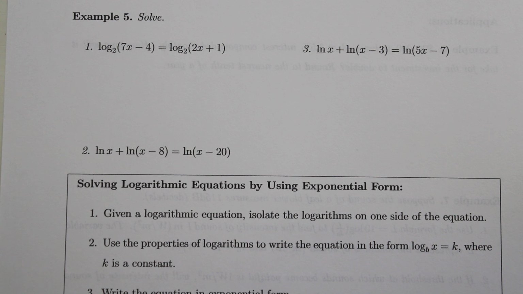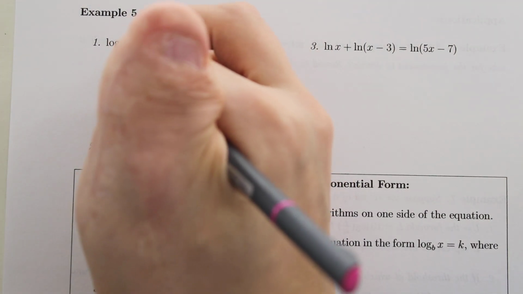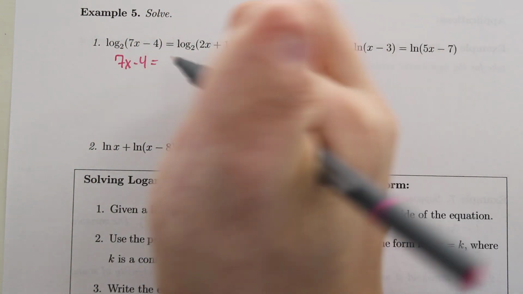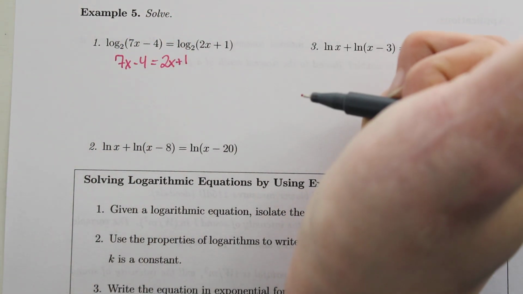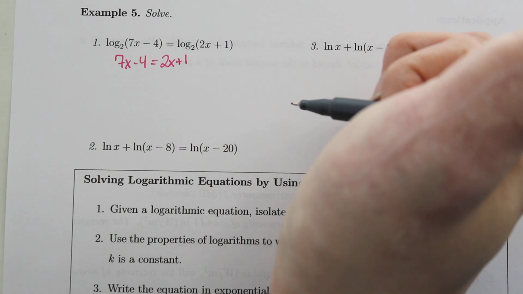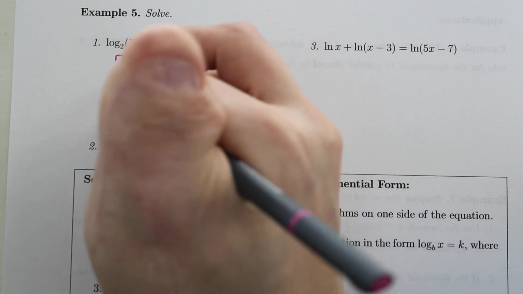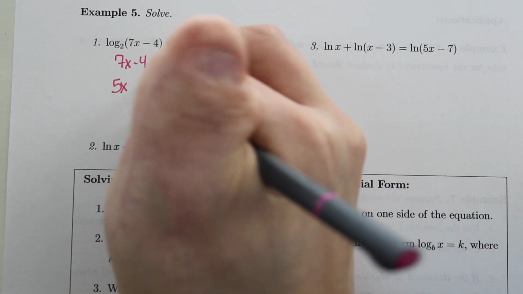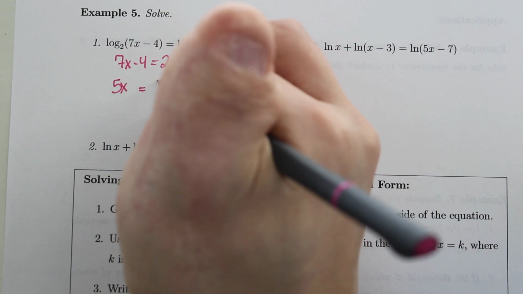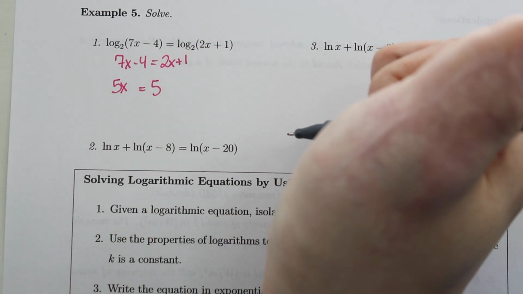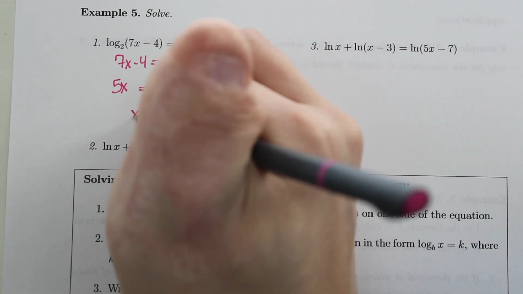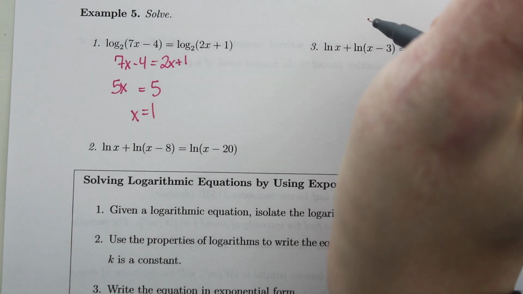So log base 2 of 7x minus 4 equal to log base 2 of 2x plus 1 gives us that 7x minus 4 is equal to 2x plus 1. And we need to solve for x. So subtracting 2x from both sides, 7 minus 2 would give us 5x. And then adding 4, 1 plus 4 is 5. Well, what do we get that x is equal to? Divided by 5, we get that x is equal to 1.